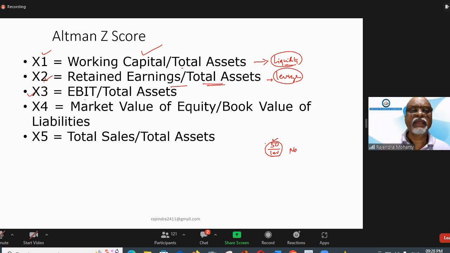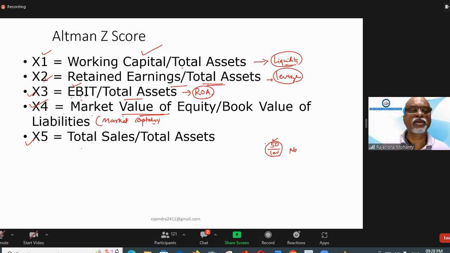Third is X3, EBIT to total assets. EBIT is your earnings before interest and tax. So what does it tell you? This is basically the return on asset, the return on the total asset. Then X4 is the market value of the equity of a company divided by book value of the liabilities. So this is nothing but market capitalization. This speaks of X4.